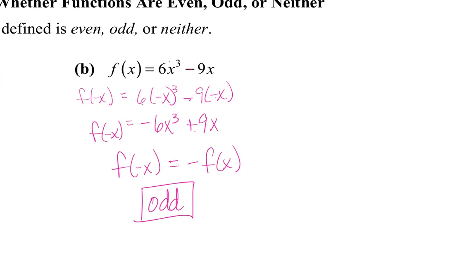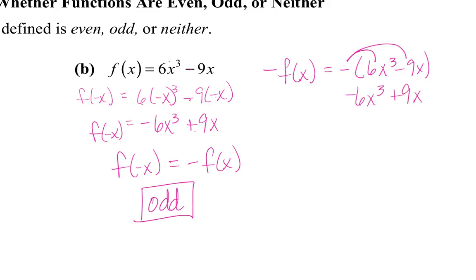And you can go over here and test it. So if I put a negative in front of the whole thing, distribute the negative sign, you can see that when I replace my x with negative x, the whole thing becomes negative, therefore it is odd.